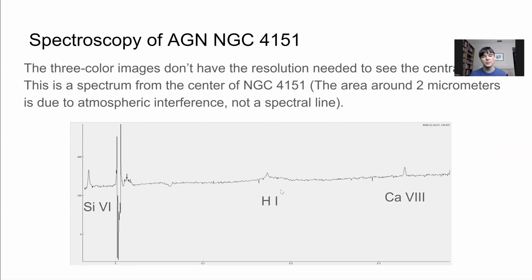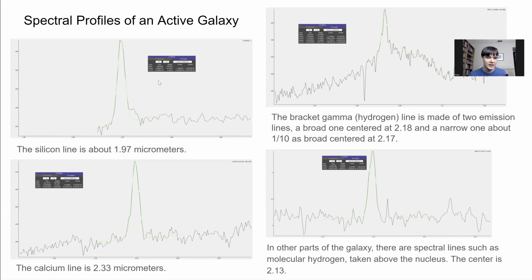Here is the central spectrum of NGC 4151. Here is the silicon line. This is just atmospheric interference. Here is the hydrogen line, and here is the calcium line. Here is the silicon line up close, and here is the calcium line up close. They are both highly ionized gases that only occur in active galaxies.